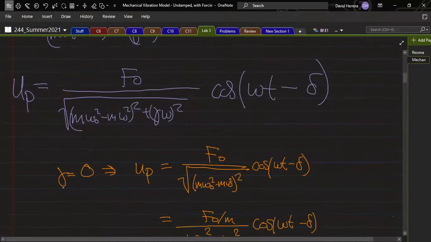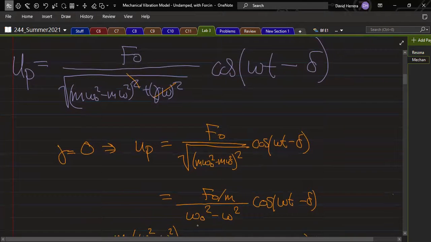So if we pick gamma to be 0, our particular solution will change because we'll just insert gamma equals 0. So this is 0. Then the square root and this square cancel. And so you just get this right here.